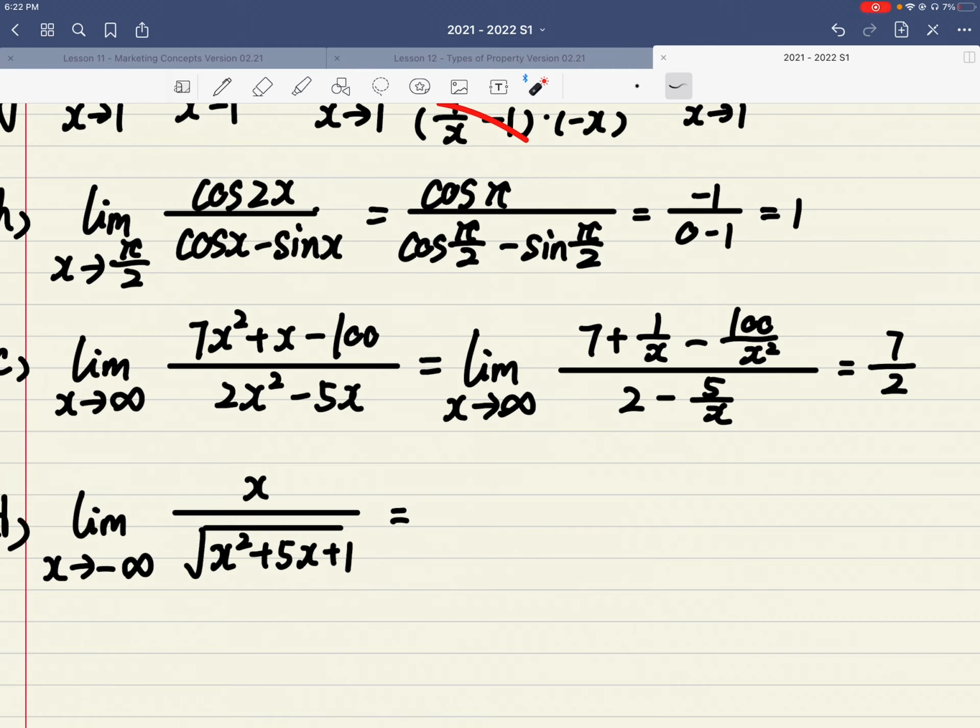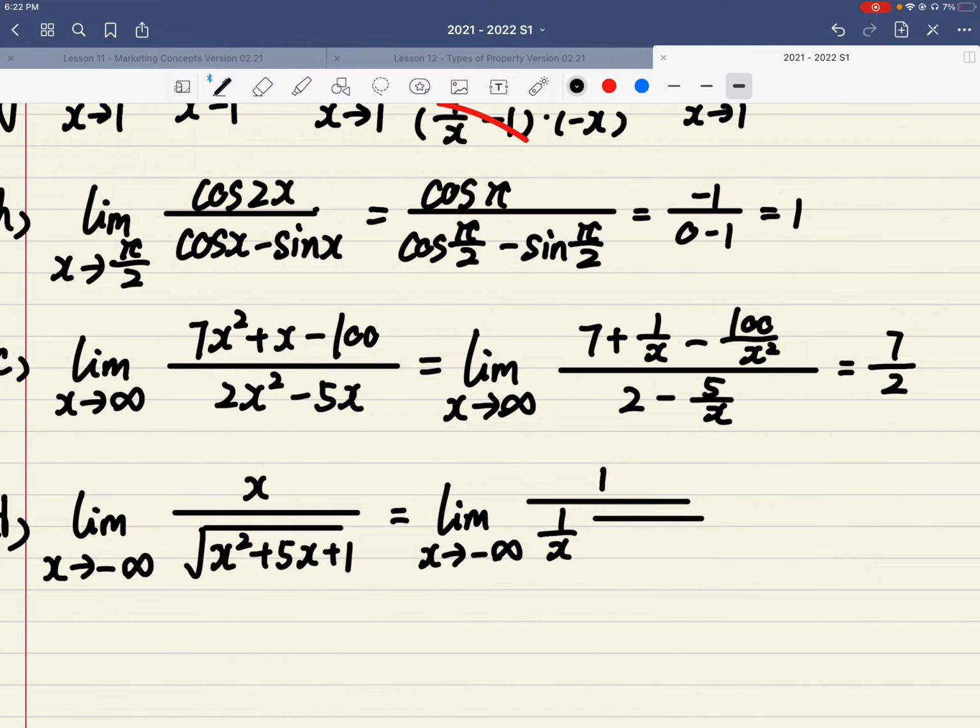Okay, what's the highest power? It looks like it's x squared, but it's actually not, because you have to take the square root of the x squared. So that result is just x. So you just divide both sides by x.